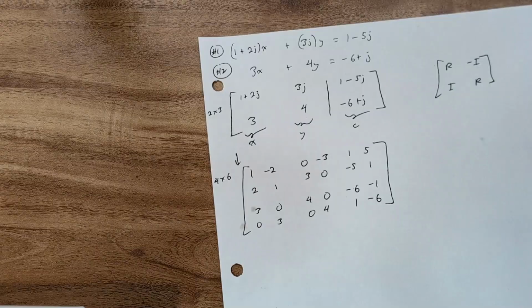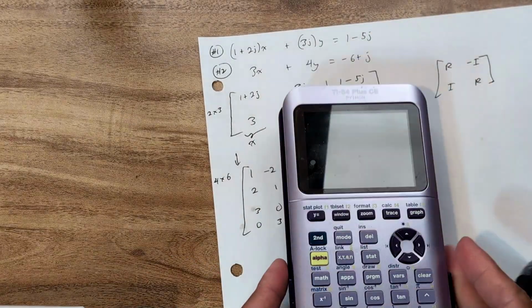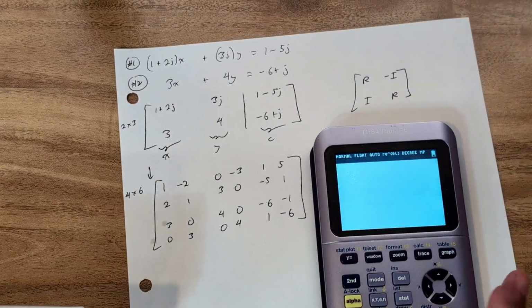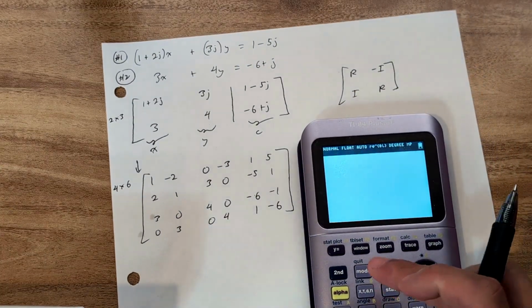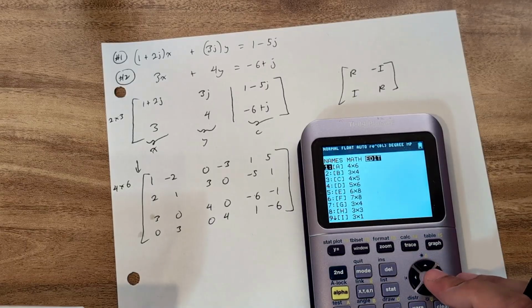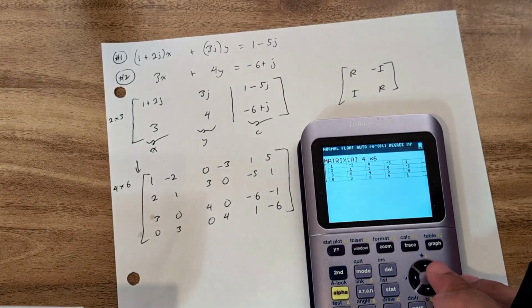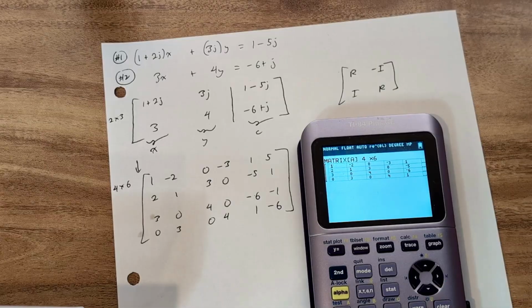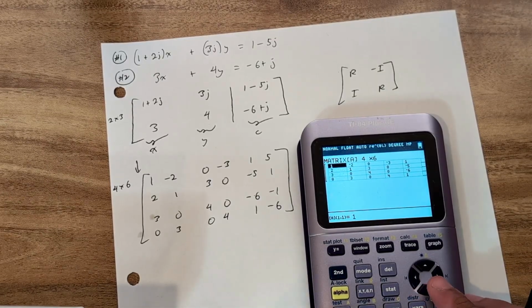So now you're going to put that in your calculator as an augmented matrix. Here's what you're going to do: take your calculator, go to second, matrix. We have a 4 by 6 matrix. If it's not already a 4 by 6 matrix, make sure you edit it to 4 by 6. And actually, I have this already in my calculator.